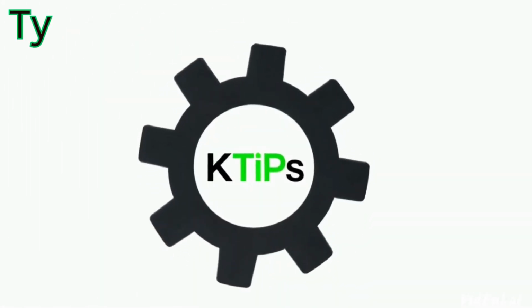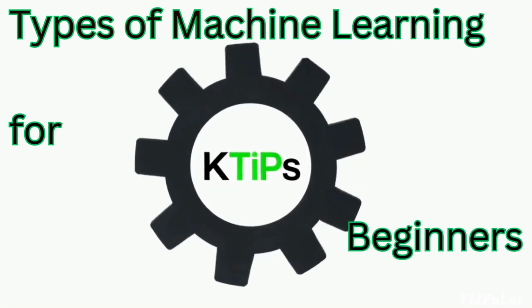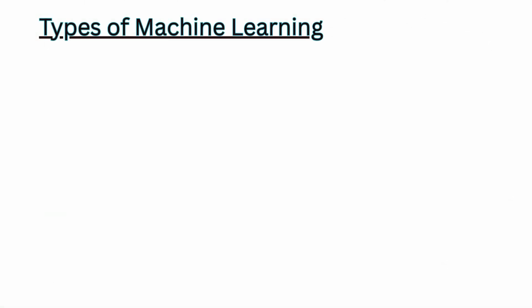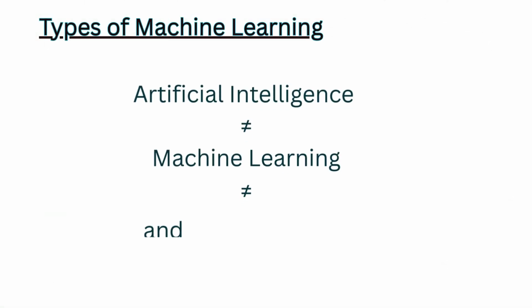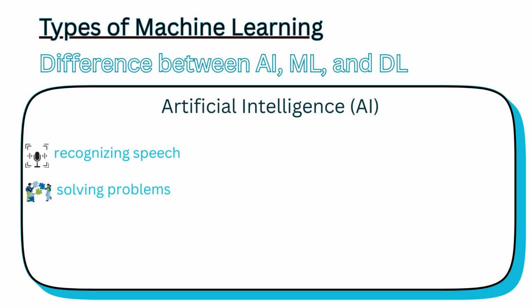Before we dive into the types of machine learning, let's quickly clear up something that often confuses people: the difference between artificial intelligence, machine learning, and deep learning. These three terms get thrown around a lot, sometimes as if they mean the same thing, but they don't. Artificial intelligence, or AI, is the broad idea of machines doing things that we associate with human intelligence, things like recognizing speech, solving problems, or making decisions.